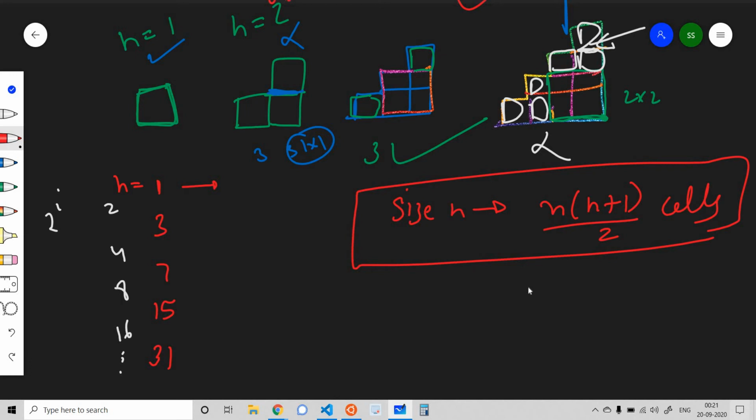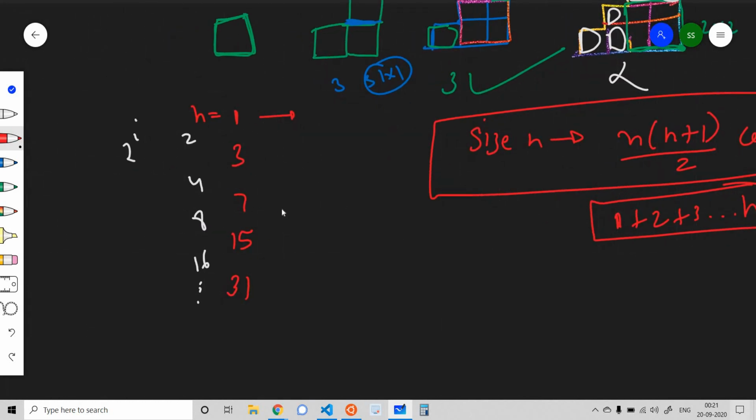This is just the summation of the first n natural numbers, as the first column contains one cell, then 2, then 3, and the last column would contain n cells. If you see this pattern, this is logical as well.